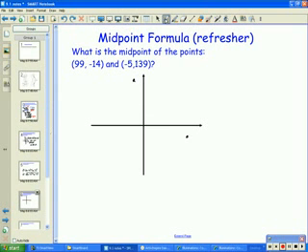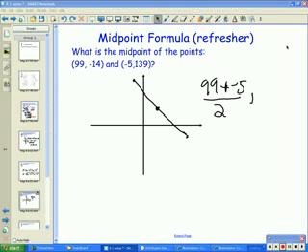The midpoint is, they just want the middle. So let's find the middle. It looks like it's somewhere in there. We could guess. That's not really that accurate. There is a formula for this. So the midpoint, you're just going to take the x's, add them up, and divide by 2. We're basically finding the average. So it's 99 plus negative 5 divided by 2. That's going to be the average of the x's, or the middle of the x's.